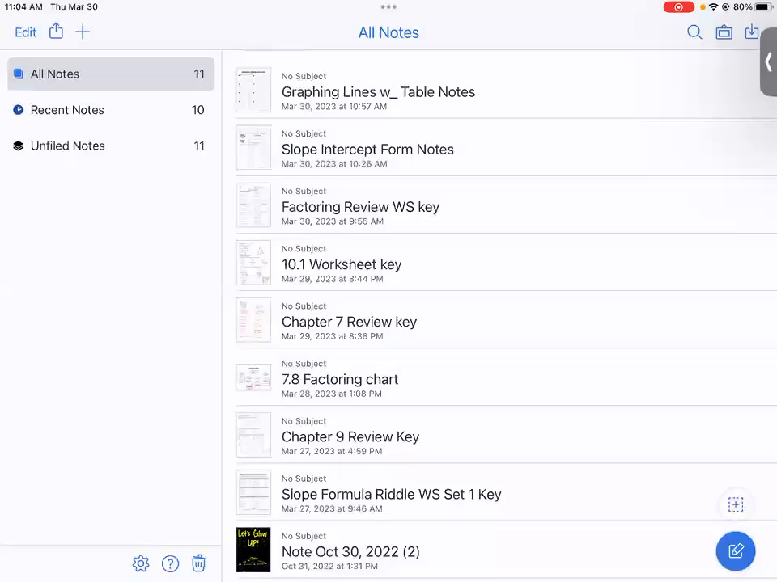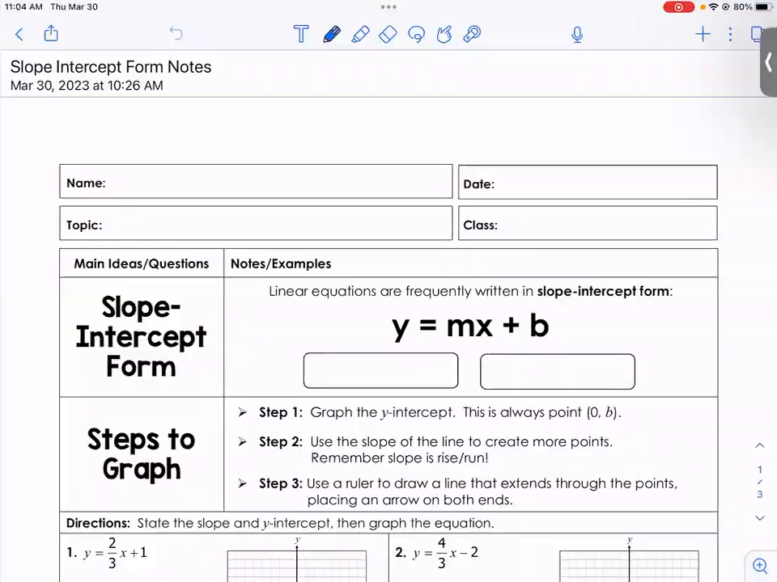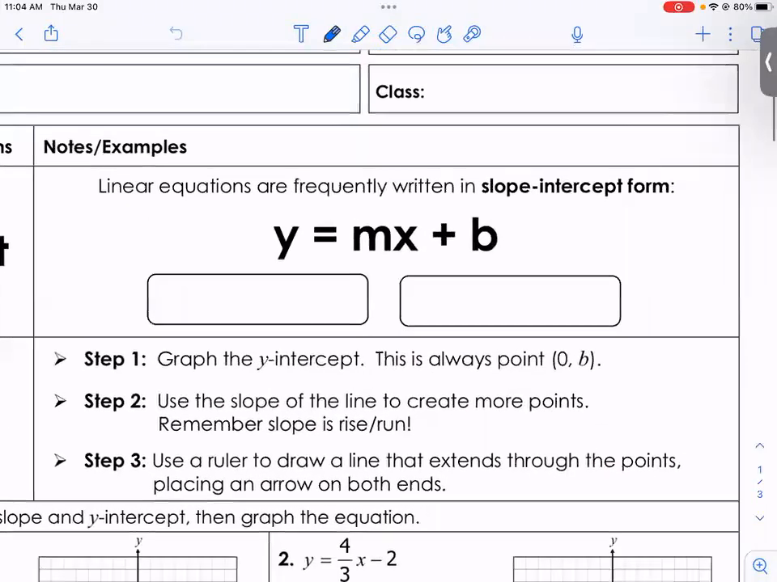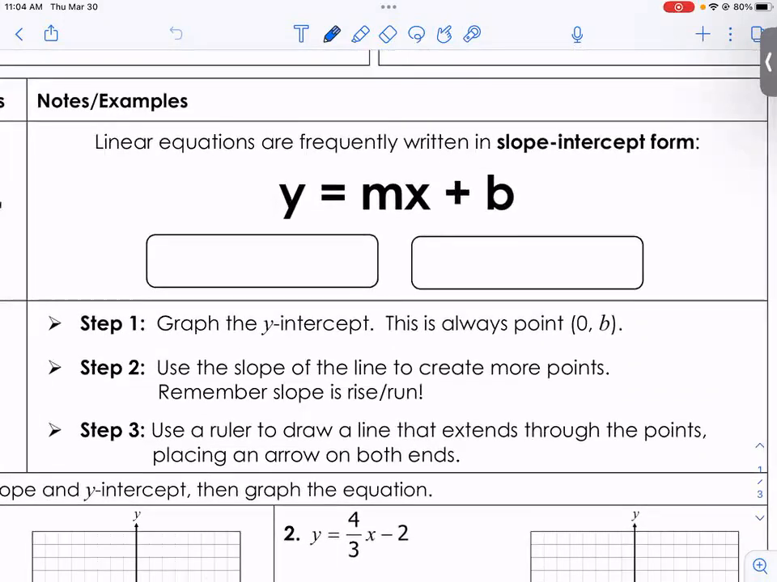So how about in your notes, you turn with me to this page. This is page 12. Okay. So if we have a line that's written in slope intercept form, we can use those two pieces of information and very quickly graph our line. So y equals mx plus b. This is slope intercept form. We know that m already stands for what?